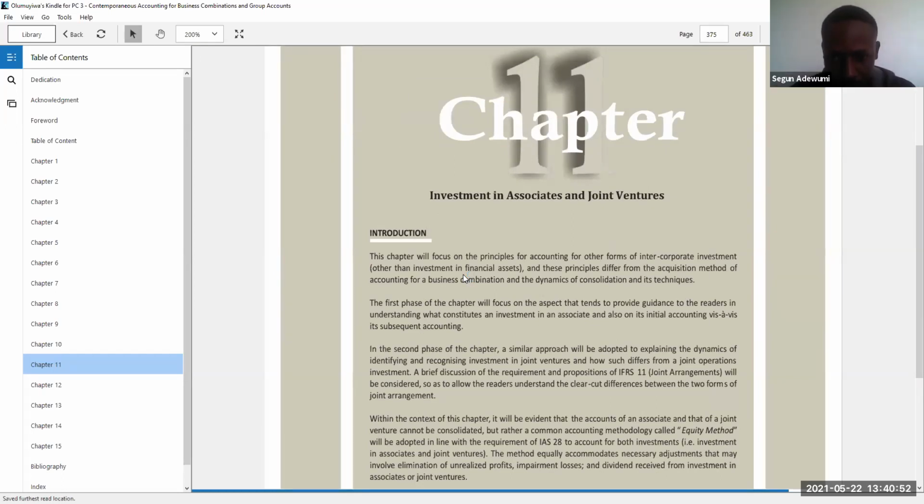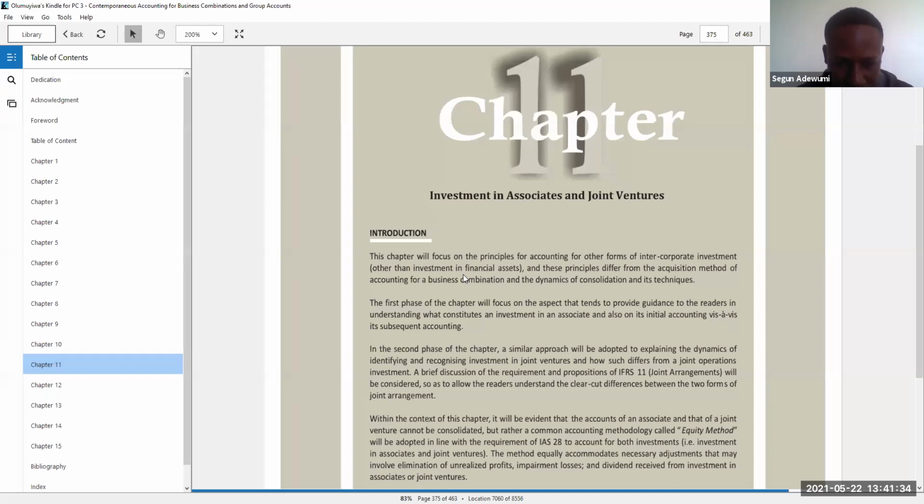Okay, I will read. Chapter 11, Investment in Associates and Joint Ventures. Introduction. This chapter will focus on the principles for accounting for other forms of intercorporate investments other than investment in financial assets. These principles differ from the acquisition method of accounting for a business combination and the dynamics of consolidation and its techniques. The first phase of the chapter will focus on the aspect that tends to provide guidance to the readers in understanding what constitutes an investment in an associate and also on its initial accounting vis-a-vis its subsequent accounting.